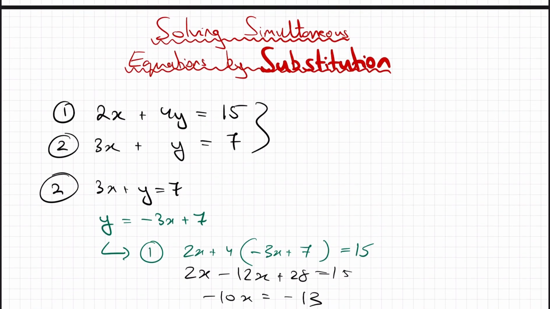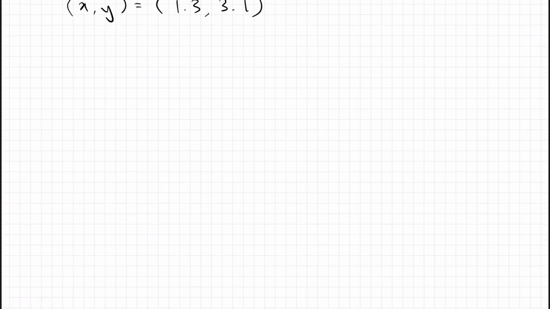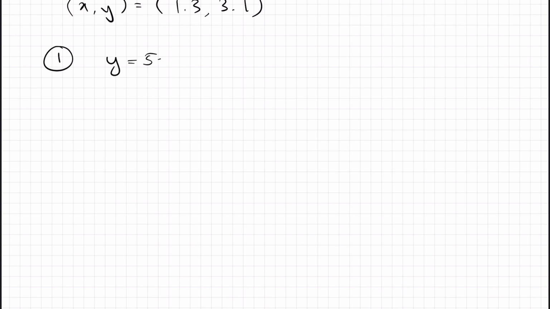The reason substitution is so useful is because you can now use it for nonlinear systems of equations. So I'll give you a super simple one. Let's have y equals 5x and x squared plus y squared equals 1. I want to make sure we get something which actually has solutions. Okay, so here's our nonlinear system of equations.